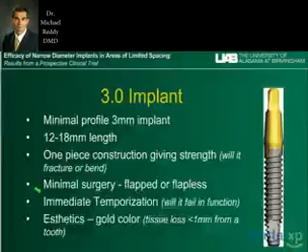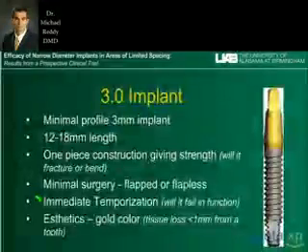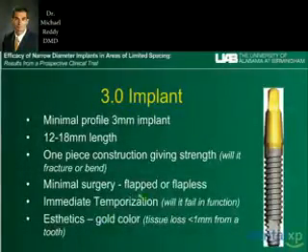It had minimal surgery that could be flapped or flapless, and it had immediate temporization. So our concern there was that because this is one piece and it's going to be in an aesthetic area, we're going to have to immediately temporize it, and being a narrow implant, would it fail under function?